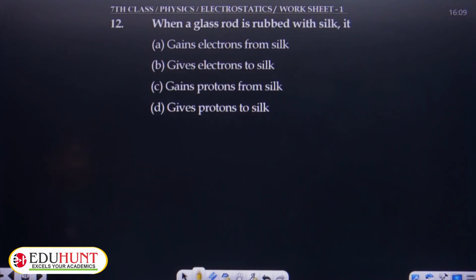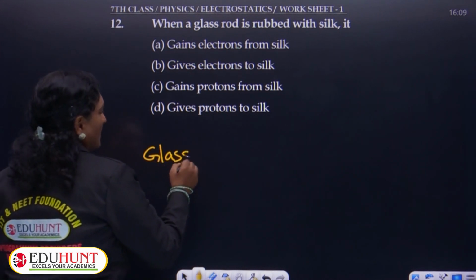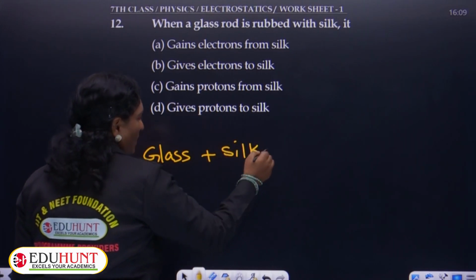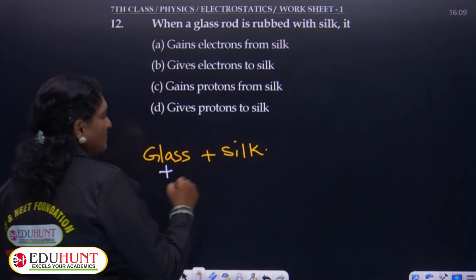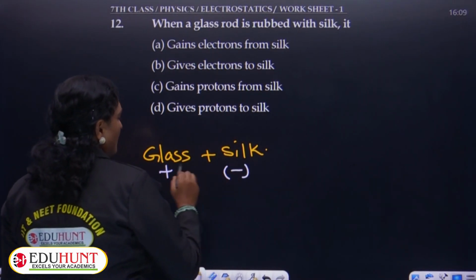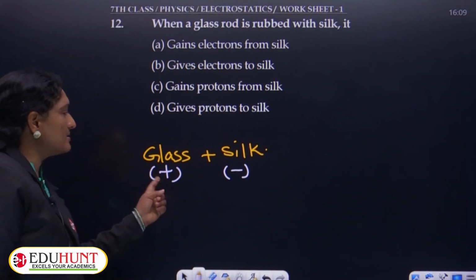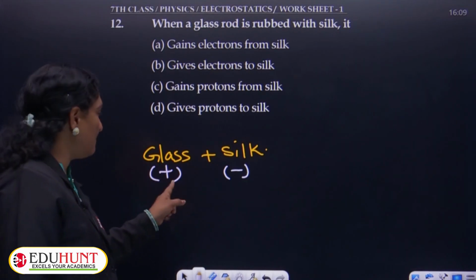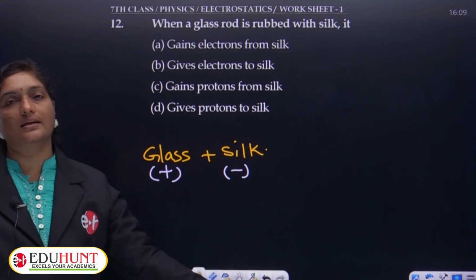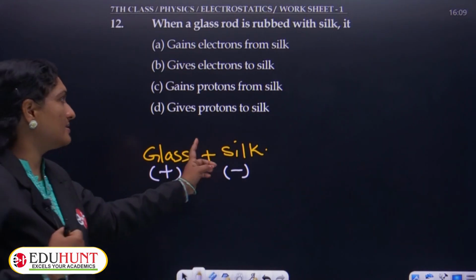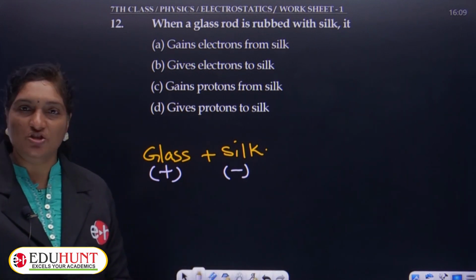When a glass rod is rubbed with silk. Whenever a glass rod is rubbed with silk cloth, we observe that the glass rod attains positive charge whereas the silk attains negative charge. So what does it mean? Whenever a glass rod attains positive charge, it implies that it loses some amount of electrons. By losing some electrons, it attains positive charge, whereas the silk, while gaining some electrons, becomes negatively charged.